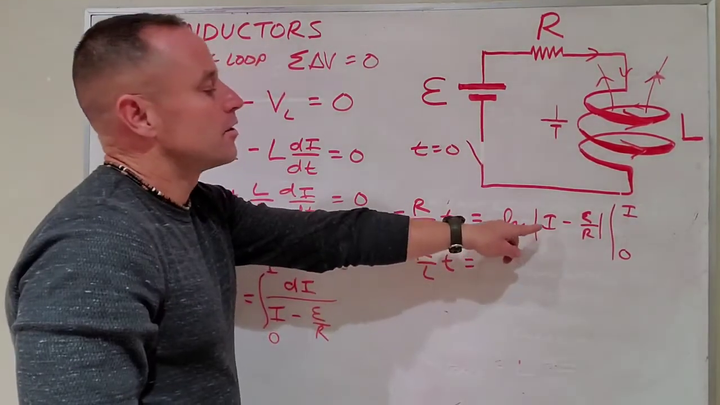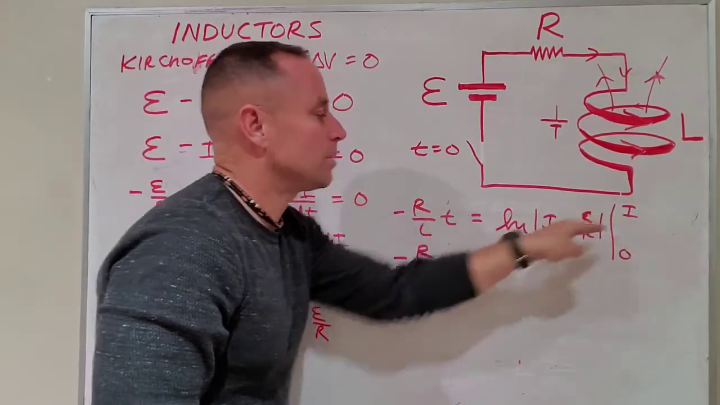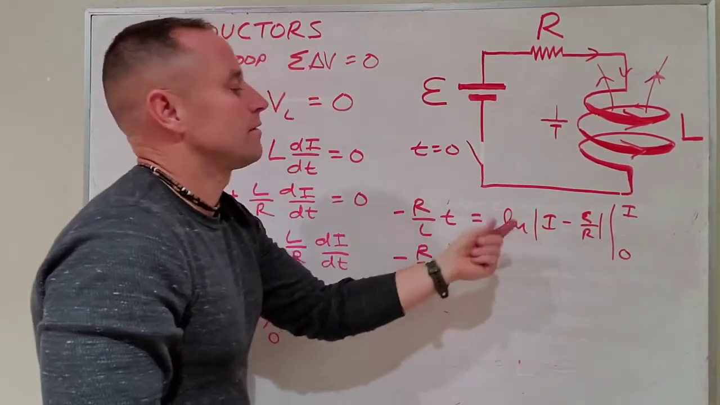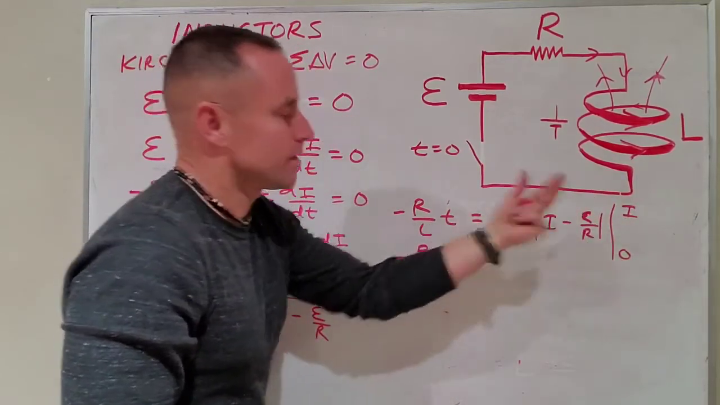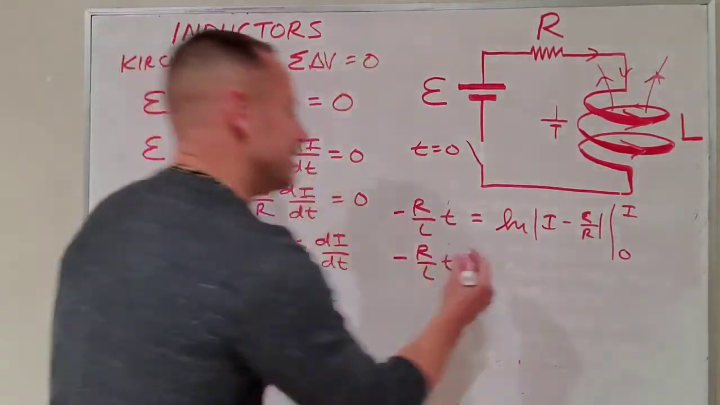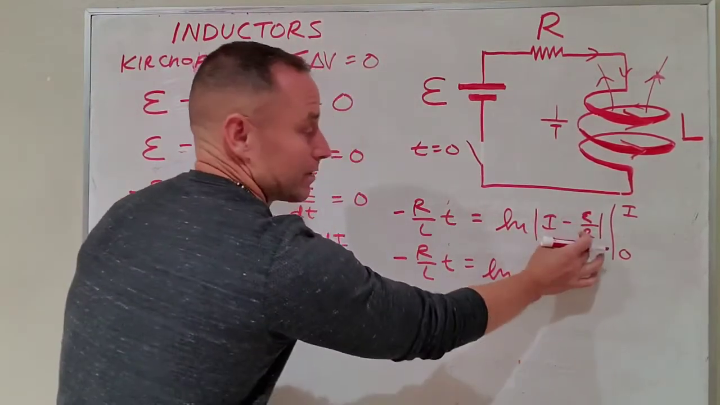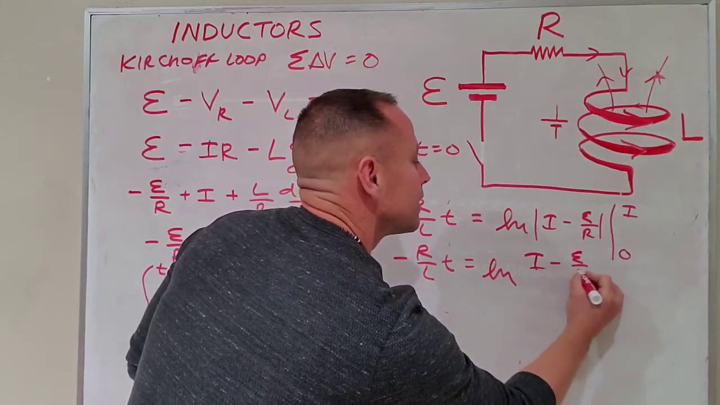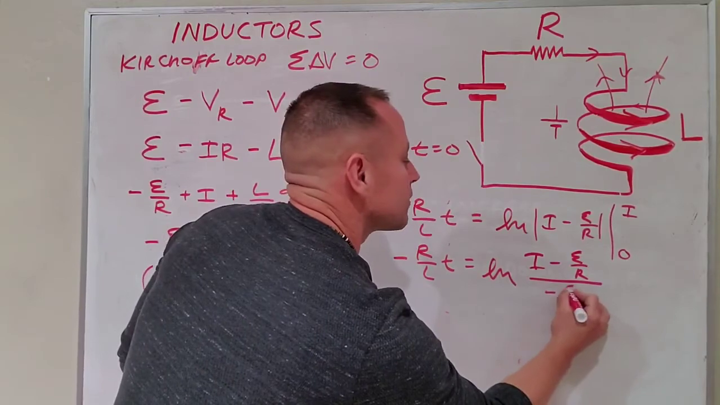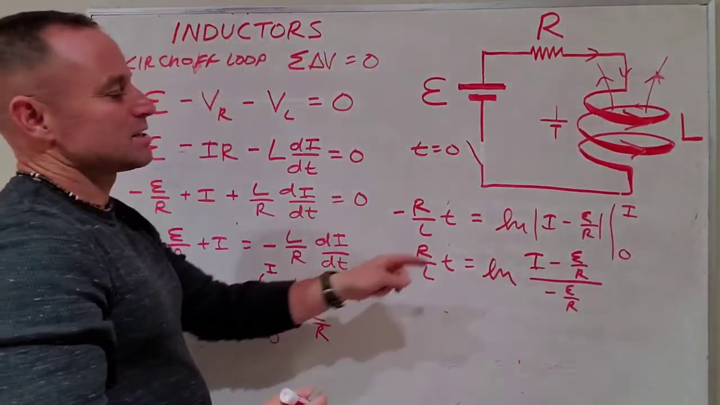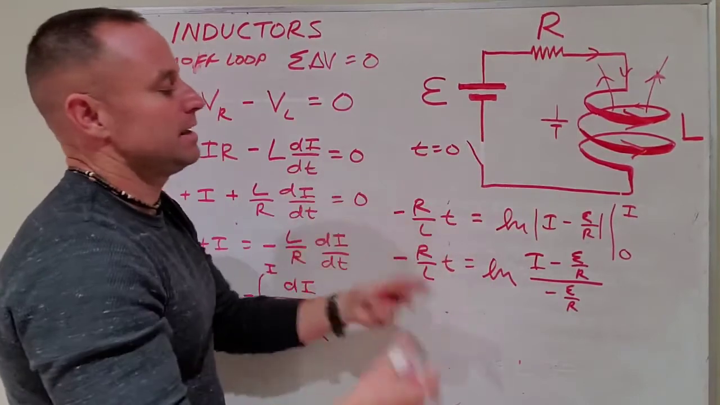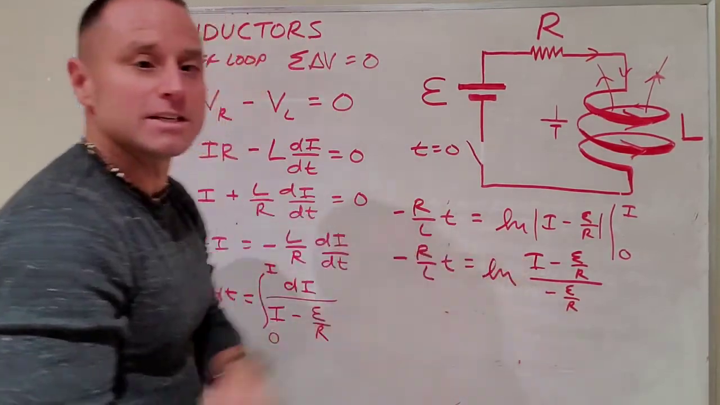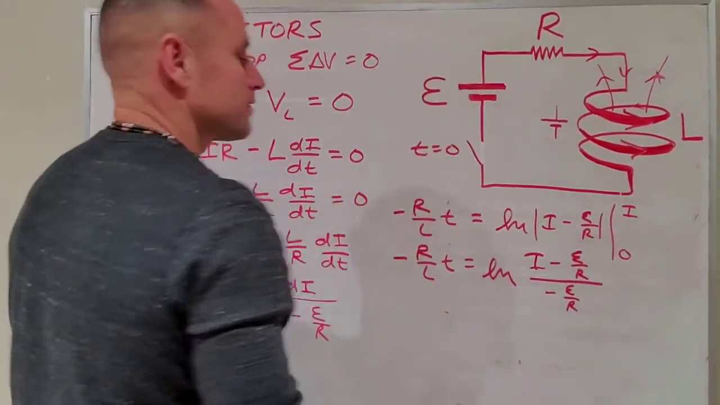You're going to have log of the expression with I plugged in minus log of this thing with 0 plugged in. So you have log of a thing minus log of a thing, which is log of the first thing over the second. What you'll get is log of I minus epsilon over r divided by minus epsilon over r. Basically log A minus log B is log A over B. Now we're almost there, we just need to solve this for I, and then we'll have an expression for the current as a function of time.